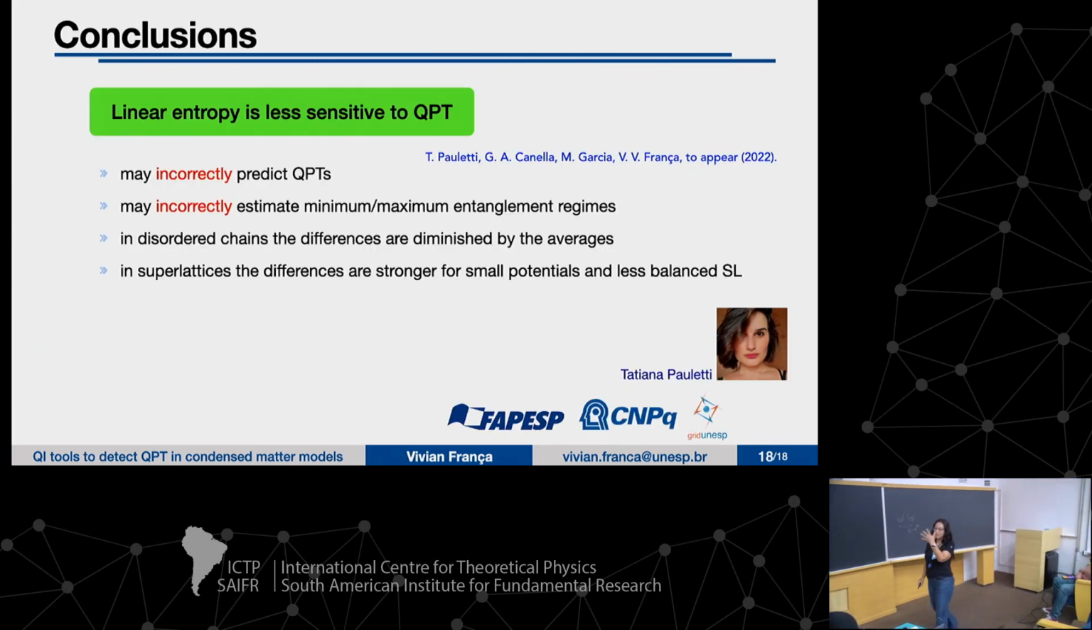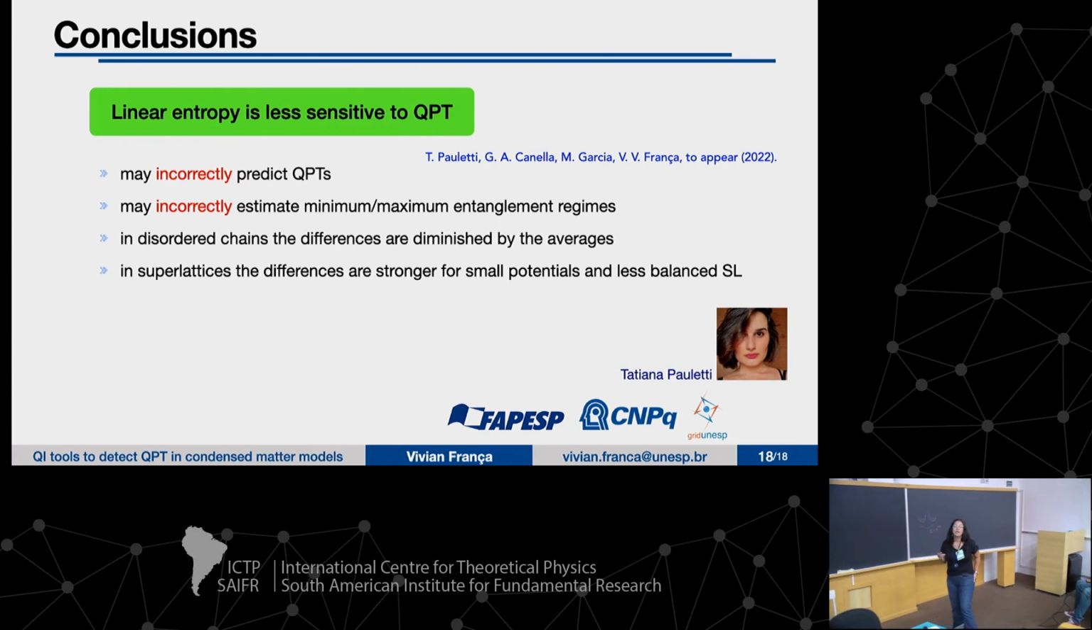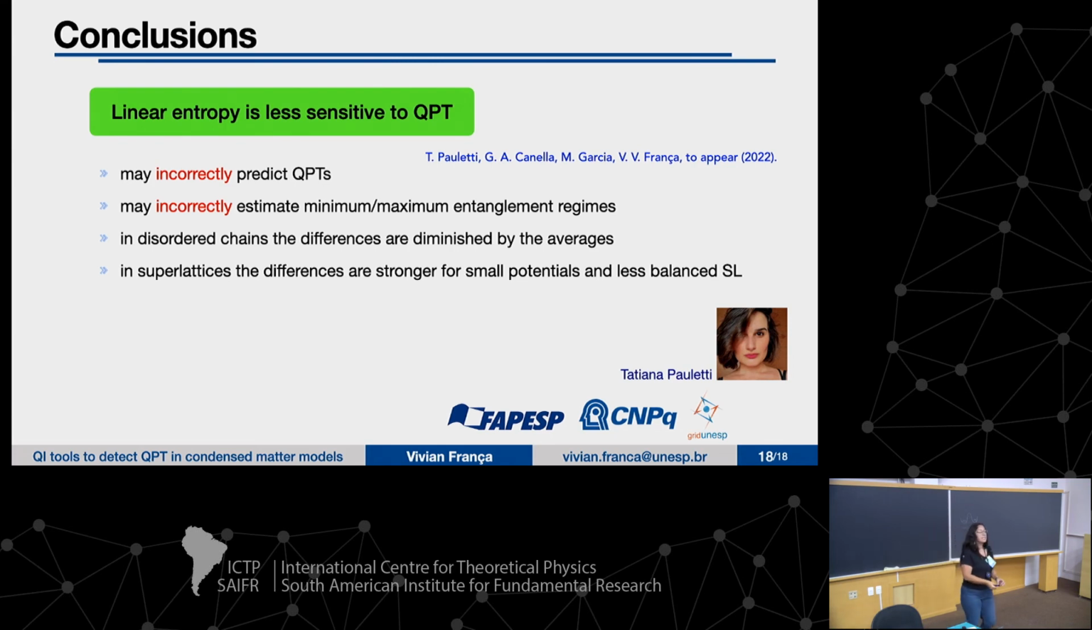All right, so here are essentially our conclusions. In a first moment, we have this message that the linear entropy is indeed less sensitive in some cases to the quantum phase transitions than the von Neumann entropy. The reason is that it may incorrectly predict a quantum phase transition, and can estimate regimes of maximum and minimum entanglement incorrectly. In the disorder case, it seems that the average makes the two quantities essentially equivalent, but that's not the same story in the superlattice, where we have regimes where the two entropies do not match.